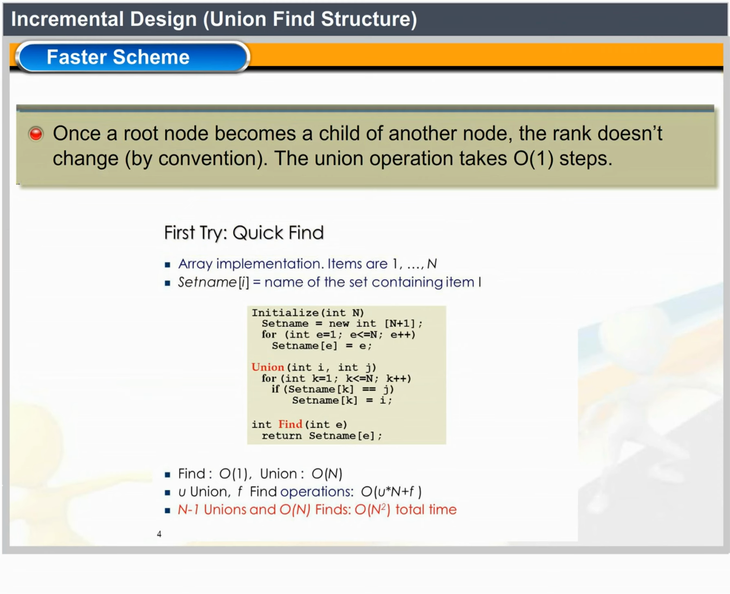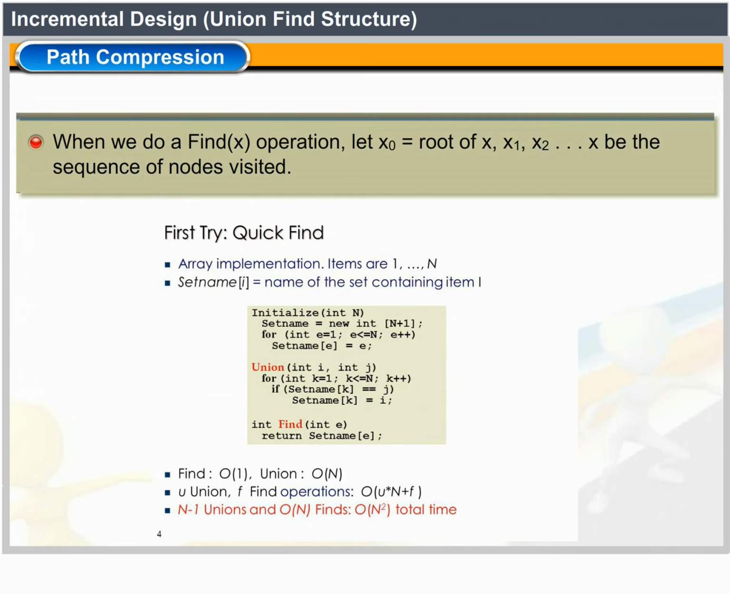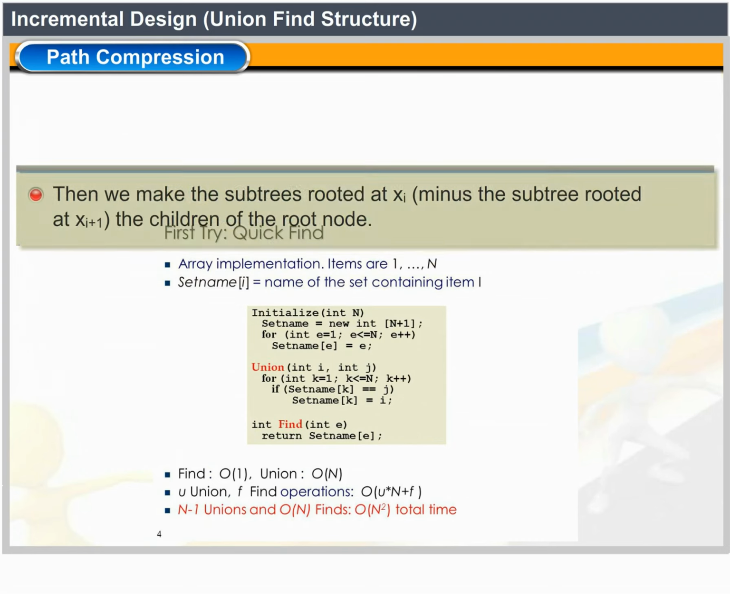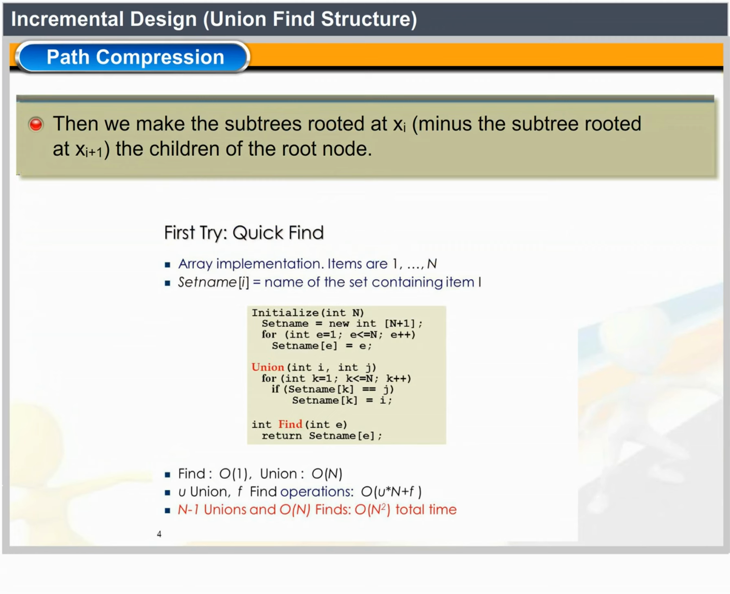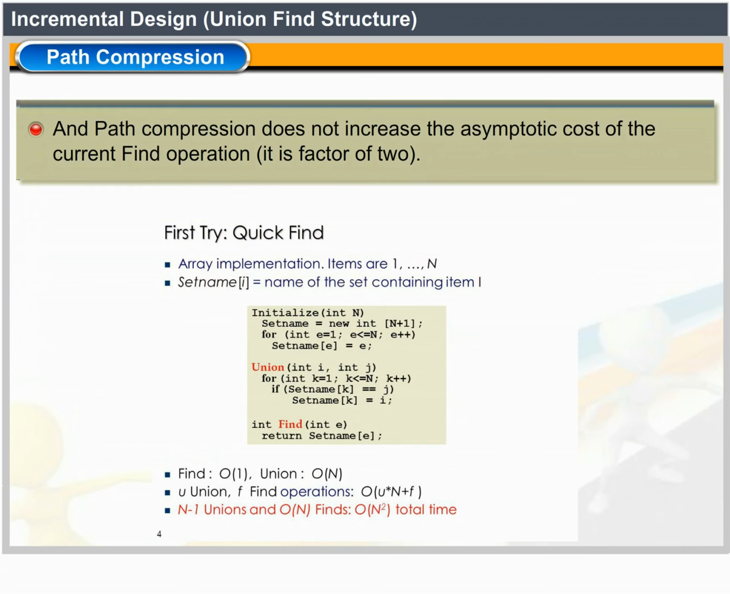Path compression. When we do a find of x operation, let x0 equals root of x, x1, x2, up to x, be the sequence of nodes visited. Then we make the subtrees rooted at xi minus 1 and the subtree rooted at xi plus 1 the children of the root node. Clearly, the motivation is to bring more nodes closer to the root node, so that the time for the find operation decreases. And path compression does not increase the asymptotic cost of the current find operation, it's a factor of 2.